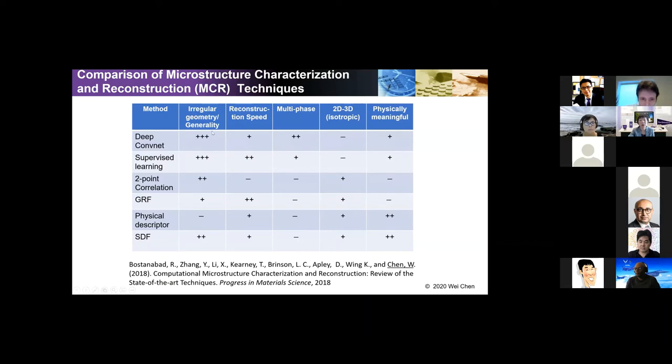For example, whether the method can handle irregular geometry, what is the reconstruction speed, right? We do care about the speed because it's part of the design process, whether it can handle multiple phases, whether it can take information from 2D to 3D very quickly, and also whether it can provide a physically meaningful interpretation of those parameters. And that's also related to how easily they can be mapped to some of the processing conditions that we're interested in.